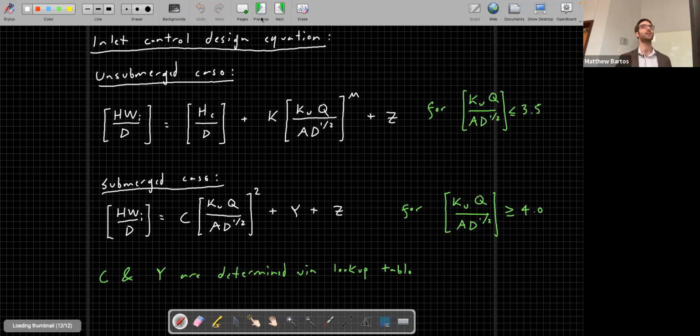Did anyone not finish writing that down? Oh, it's still going. What is A again? A is the cross-sectional area. It might not be fully flowing, yeah.